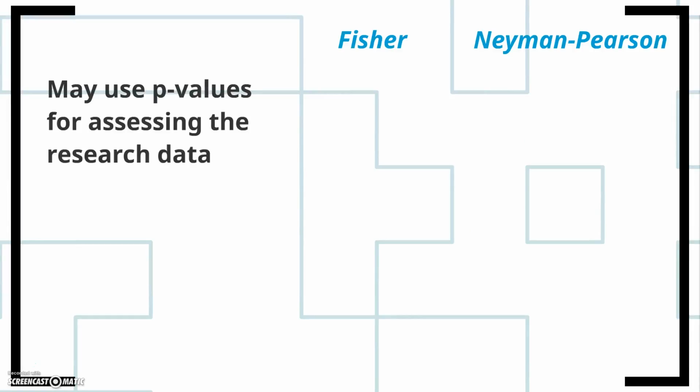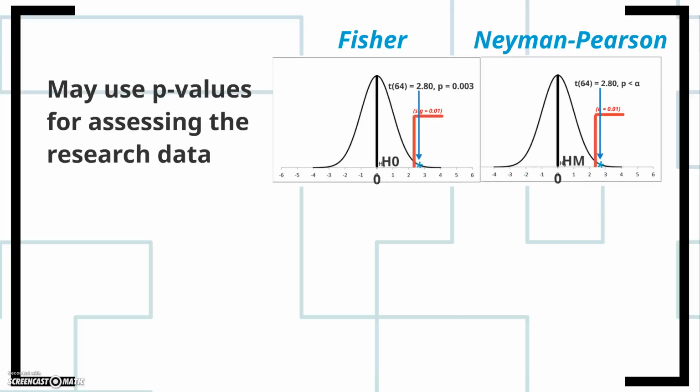Can they use p-values for assessing the research data? We know that this is Fisher's favorite approach. Use the p-value. For example, in this case would be a p-value of 3 per mil, while Neyman-Pearson can also use the p-value to contrast against alpha level. So in both cases, check and check.